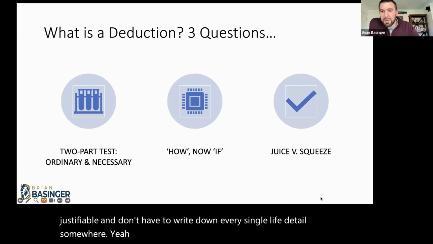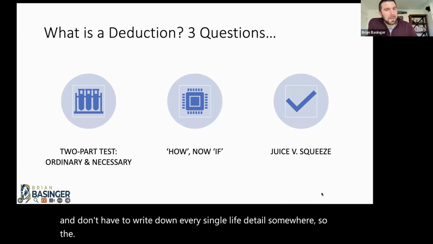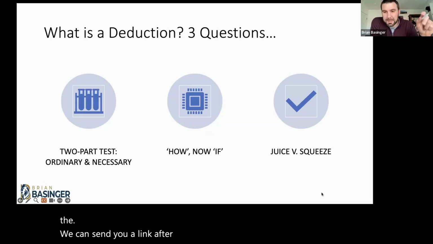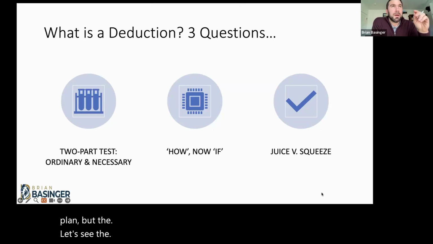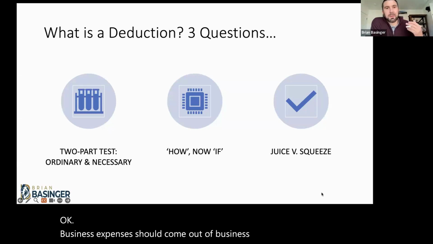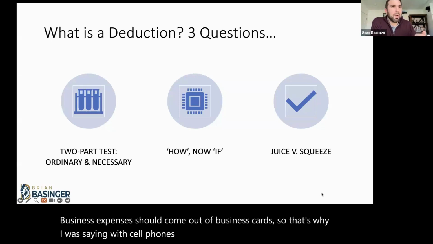Yeah. So we can send you a link afterwards, Megan, to the accountable plan. But okay, business expenses should come out of business cards. That's what I was saying with cell phones and home internet.